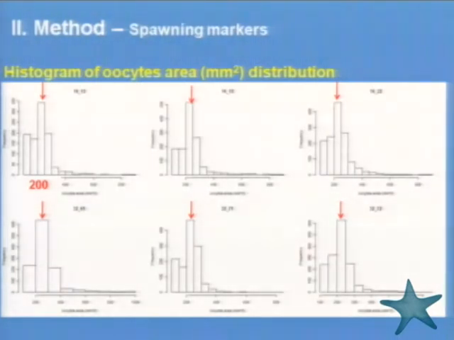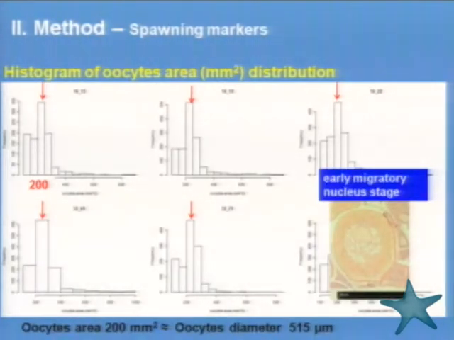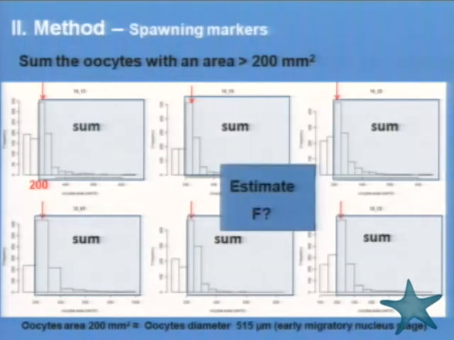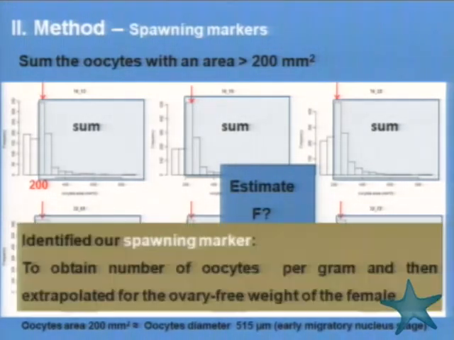When we look at the results, we see in every sample a peak in the 200 millimeter square areas. And this corresponds to our early migratory nucleus stage phase for horse mackerel. And we tried to see what will happen if we select all the oocytes that are above that size and we sum them. Let's see if we can estimate fecundity based on that.